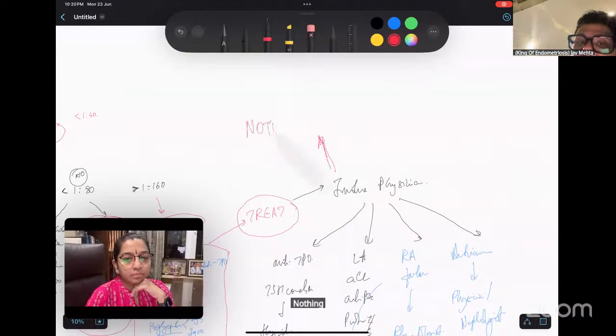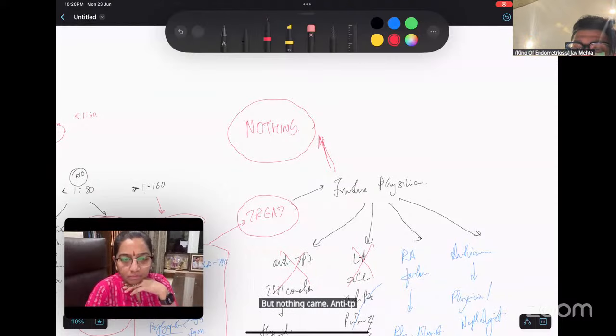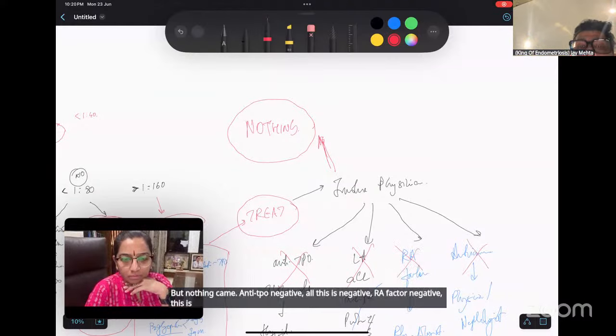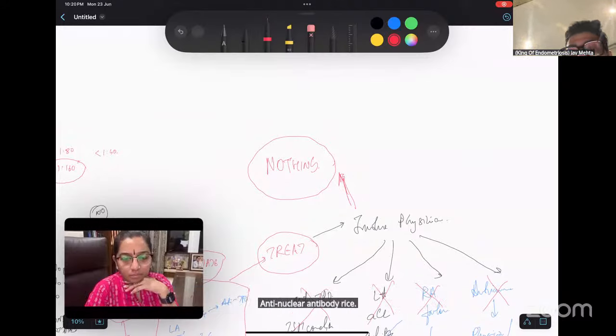Nothing came. Anti-nuclear antibody positive, but nothing came. Anti-TPO negative, all this is negative. RA factor negative, this is negative. So that means it is idiopathic anti-nuclear antibody rise. In this situation, what to do? Okay, so these are the guidelines.